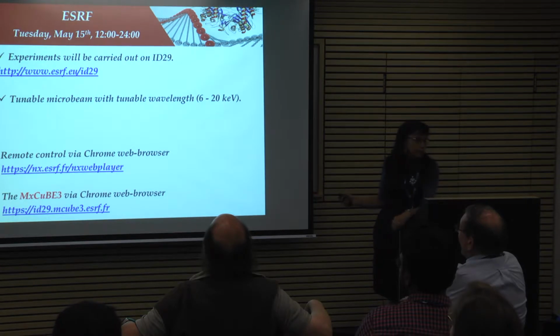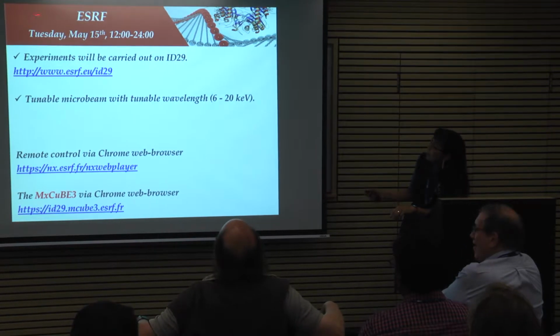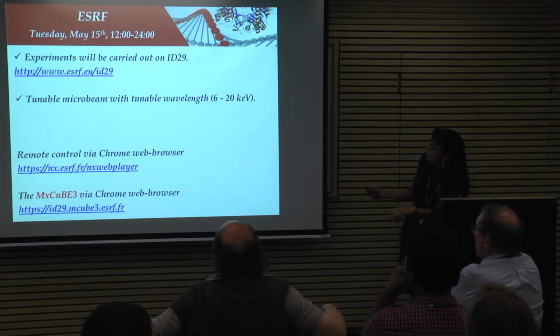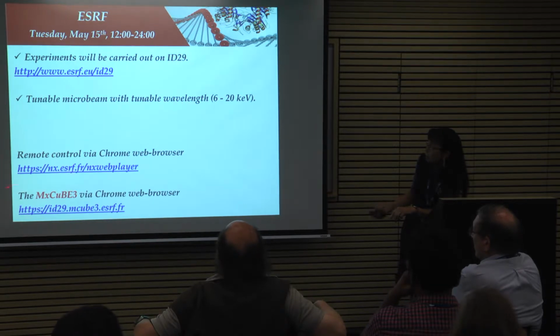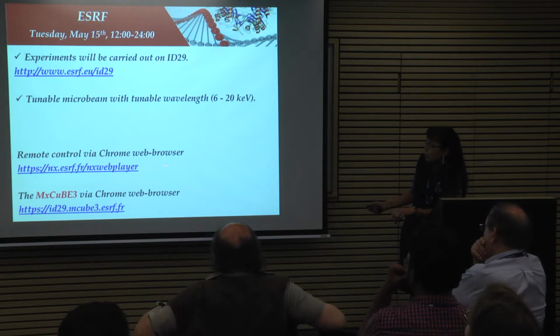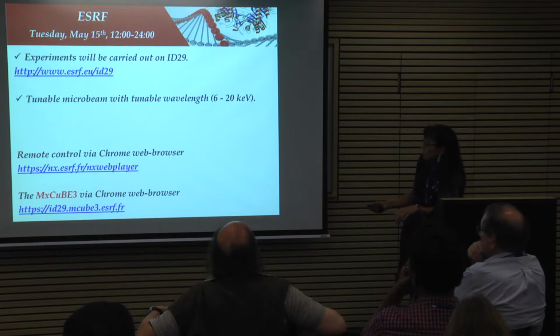For the ESRF, we're going to collect data starting from 12 to midnight tomorrow. We're going to carry out the data collection ID 29. It's a tunable microbeam with a wavelength of 6 to 20 kV. Here we show how you remotely connect via the browser to the ESRF. Tomorrow Stephanie and Sasha will talk a little bit more about it. We're going to use MX-Cube3.